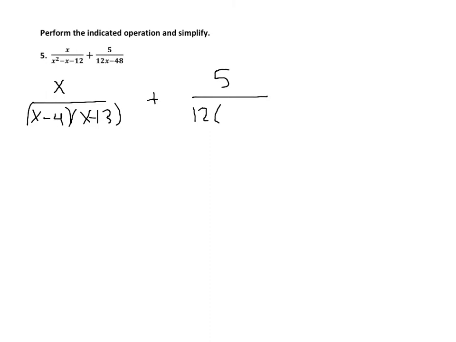So common denominator. So guess what we have to do first? Factor. Same step. Division, you have to do reciprocal and then factor, but you still have to factor. What multiplies to negative 12 and adds to negative 1? Negative 4, positive 3, plus, factor out the 12.